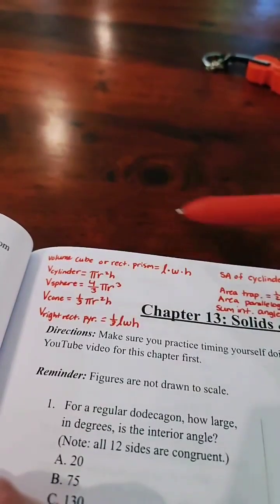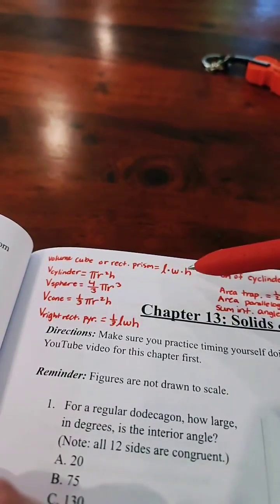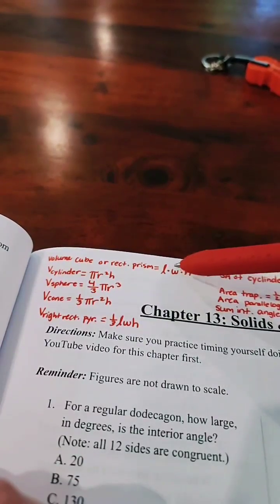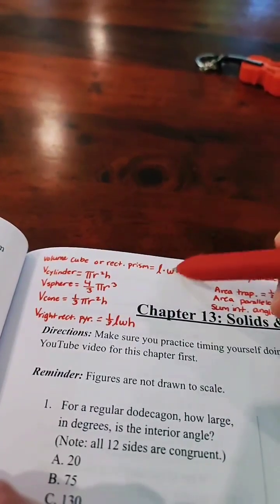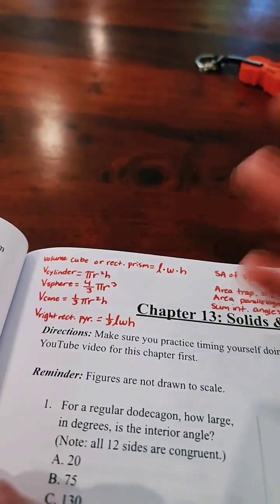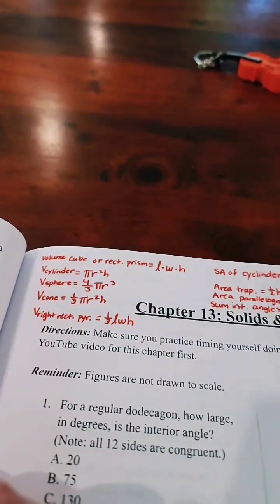Now for a cube, you can think also of side cubed, for the volume of a cube. But it's the same thing as length times width times height. It's essentially that they're all the same. So you get S cubed, the side length cubed. So that's why I like to lump them together.